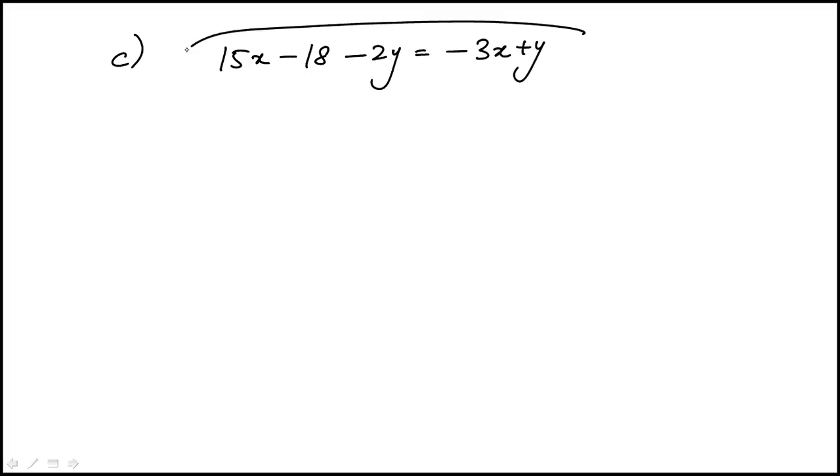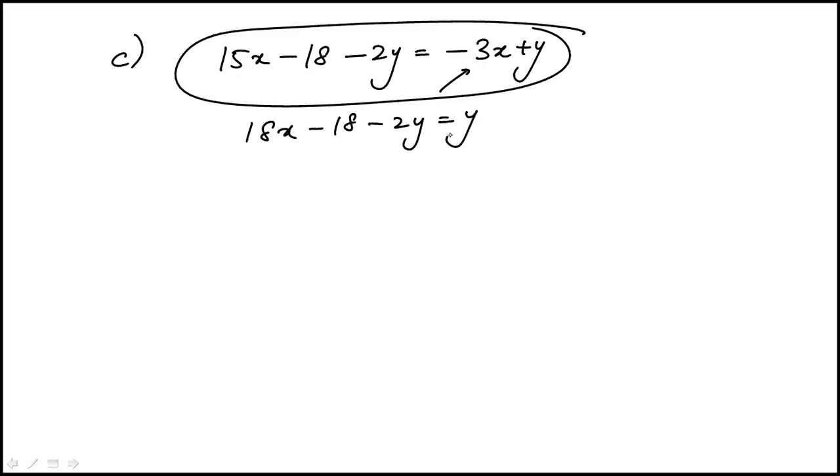The last one, C, is 15x minus 18 minus 2y equals minus 3x plus y. So first I'm going to simplify each one, and by that I mean combine like terms. Add 3x to both sides, it becomes 18x. And then subtract y from both sides, so I get 18x minus 18 minus 3y equal to 0. Add 18 to the other side. So I'm writing it in the form where you have the x and y terms on one side and the numbers on the other side.